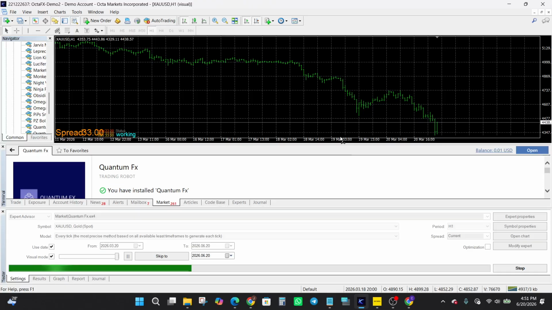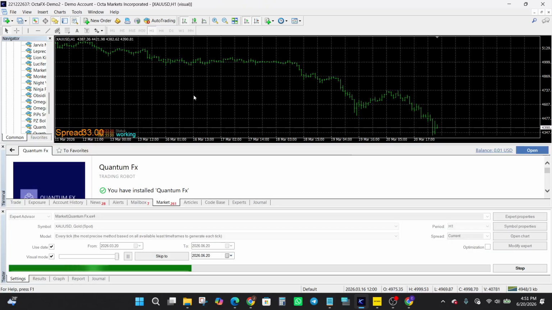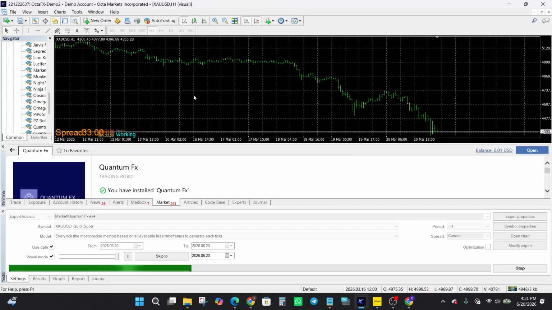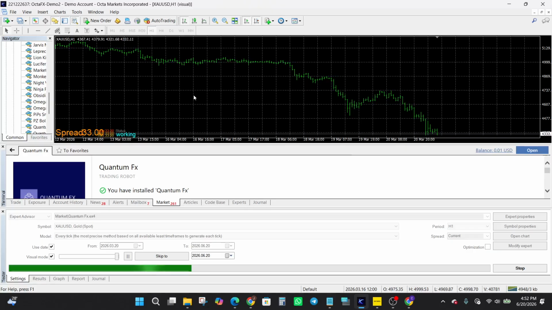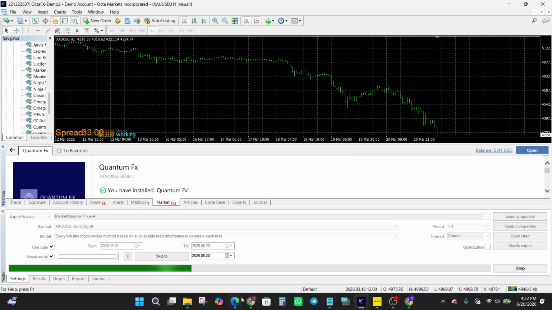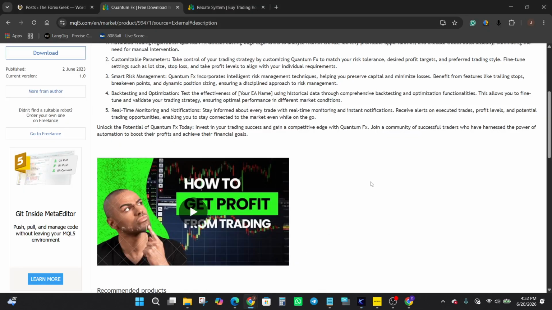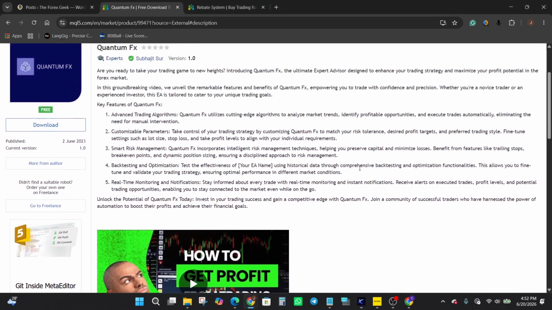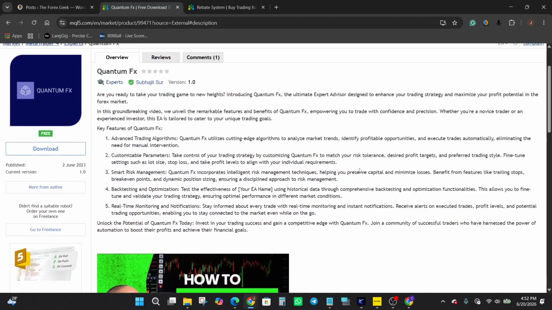So overall, the Quantum FX EA for MT4 presents itself as a customizable, automated trading tool with risk management features, optimization capabilities, and automated trade execution. Since the marketplace description provides only limited information about the actual trading logic, thorough testing on both demo accounts and historical data remains essential before making any live trading decisions.